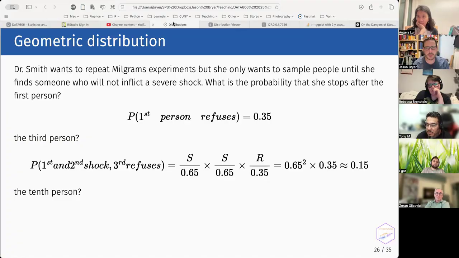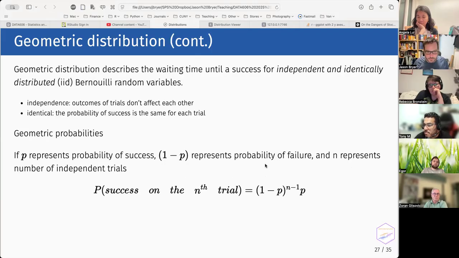Now, what we'll see is the geometric distribution is going to be bounded at zero. We can't have anything less than zero. So we'll start having distributions that end at zero and then go to positive infinity. So they're not all going to be symmetrical, and they're not all going to go from negative infinity to infinity. So if we want to see the probability of the third person refusing, we could write that out. We need the failure on the first event, failure on the second event, success on the third event. We multiply that out. So the probability of the third person refusing the shock is about 15%.